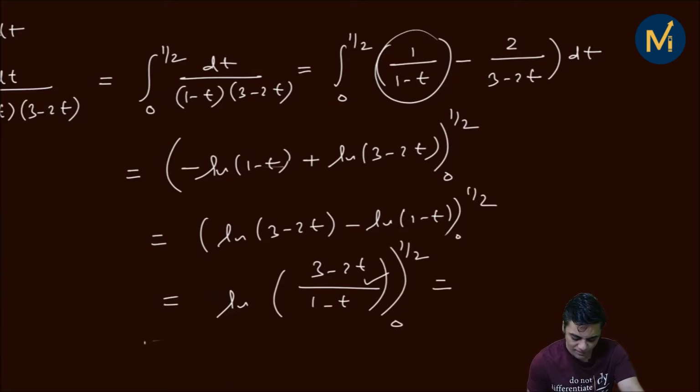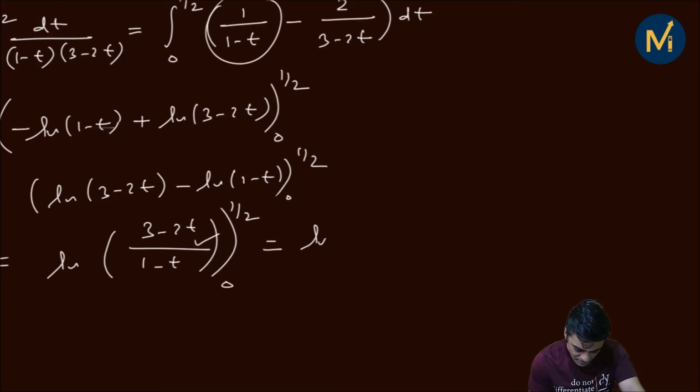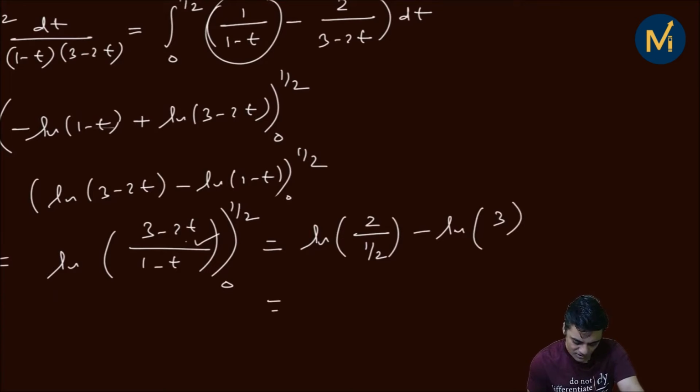So if you apply the upper limit, it gives you ln of 3 minus 1, that is 2, divided by 1 minus 1 by 2. And if you take the lower limit, it gives you ln 3. So it gives you ln of 4 by 3.